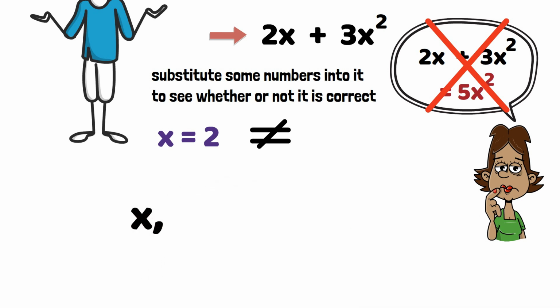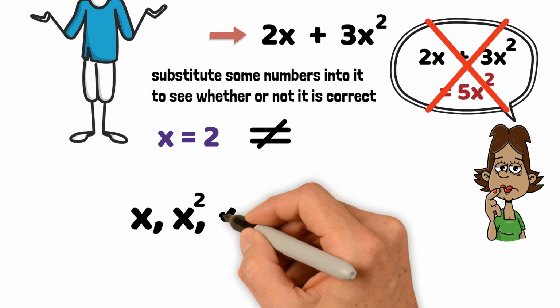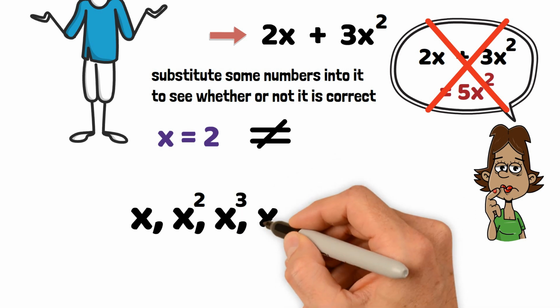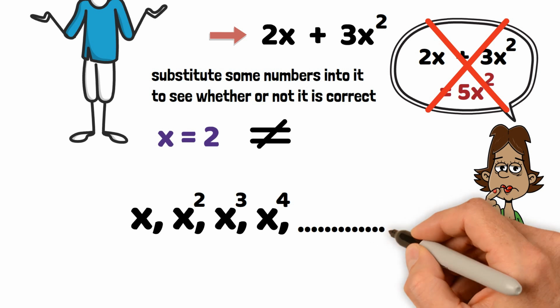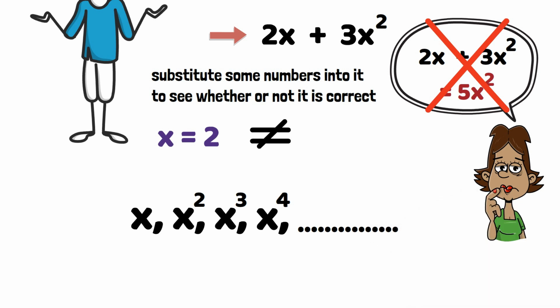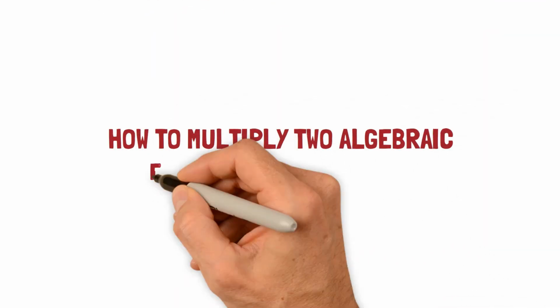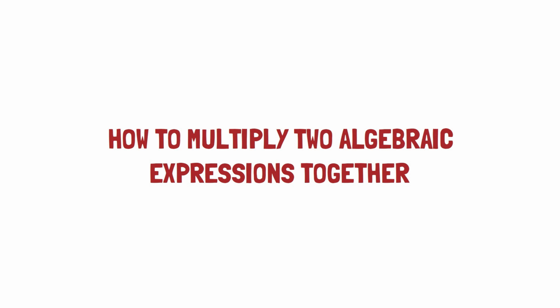The same is true for other powers of x, such as x to the second, x to the third, x to the fourth, and so forth. They are all separate terms and cannot be combined as if they were like terms. So far we know how to add or subtract two algebraic expressions together. We will next learn how to multiply two algebraic expressions together.